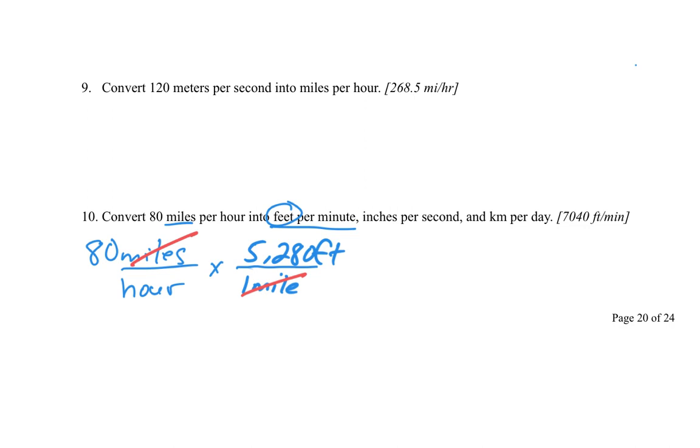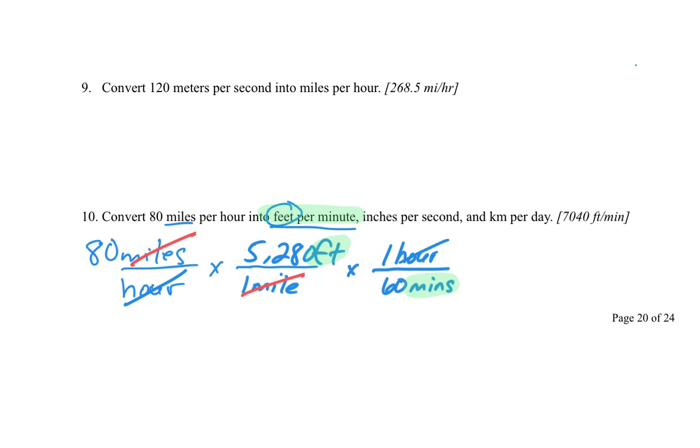Now I have to get rid of this hour and convert that hour into minutes. Luckily, I know a conversion that will get me from hours to minutes, because I know that in 1 hour, there are 60 minutes. And I put the hour on top because I already had an hour on bottom. So now those hours cancel with hours. And when I look at what units are left, I can see that I'm left with feet per minute, which is exactly what I wanted.